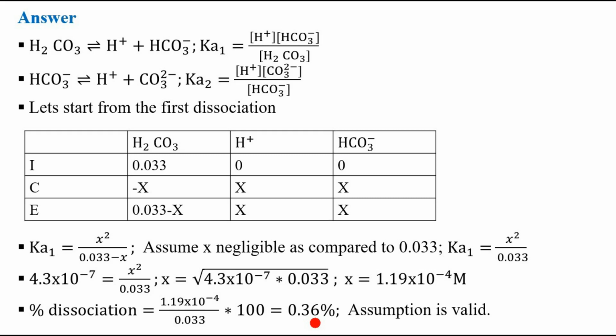That means the X, or the hydrogen dissociated from the first dissociation, will be equal to 1.19 times 10 power negative 4 molar. Also, the HCO3 negative after the first dissociation will be equal to 1.19 times 10 power negative 4. Then the carbonic acid which remains will be equal to 0.033 minus X.